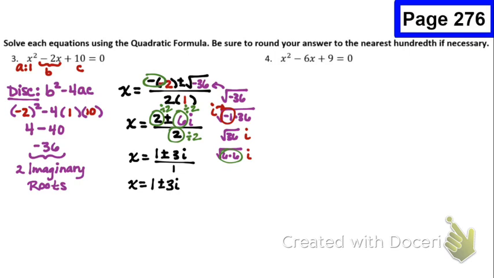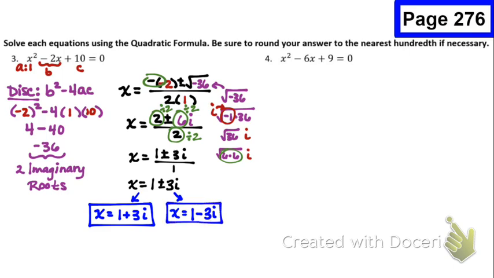We said we were going to get how many answers? 2 imaginary. I only see one thing right here. Plus or minus. Split it up into your 2 answers. What are my 2 imaginary answers? 1 plus 3i and 1 minus 3i. Yes. I would like you guys to do number 4, start to finish, on your own.